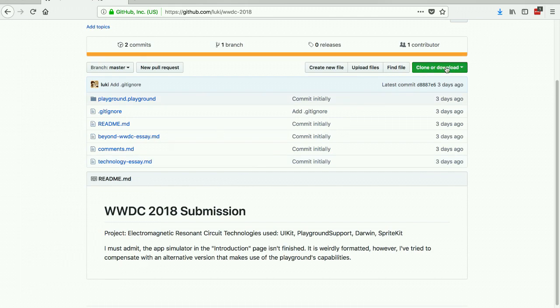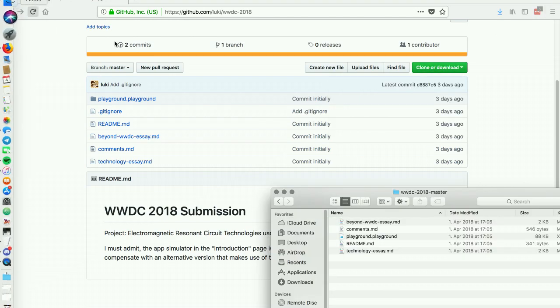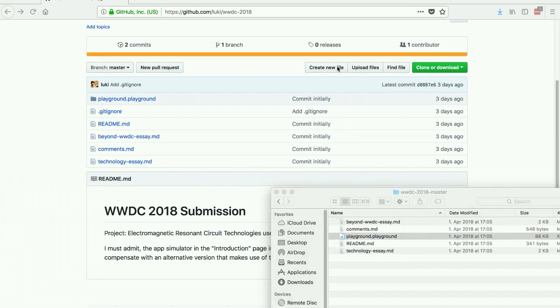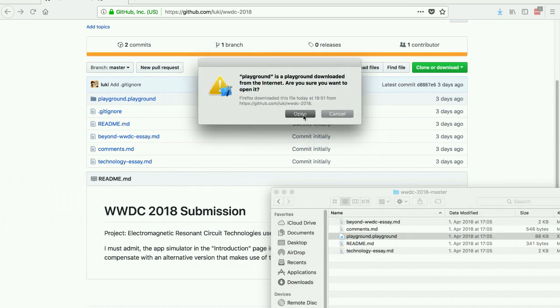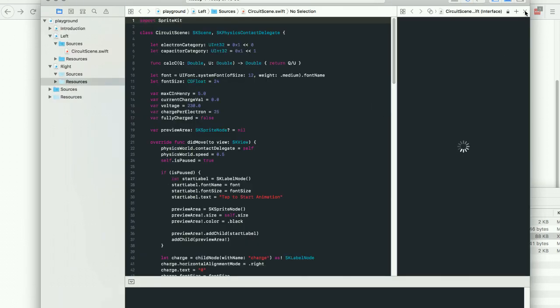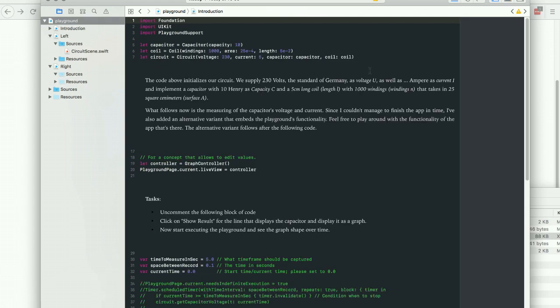So if you download it or clone it with this link or right here, download as zip, what you'll get is this, and simply open it up in Xcode. It will look like this. I just downloaded it so you have the very same experience. So if you go to Playground, this is what you'll get.